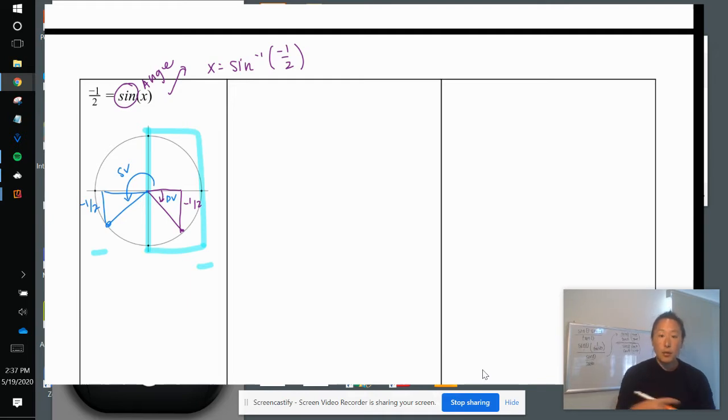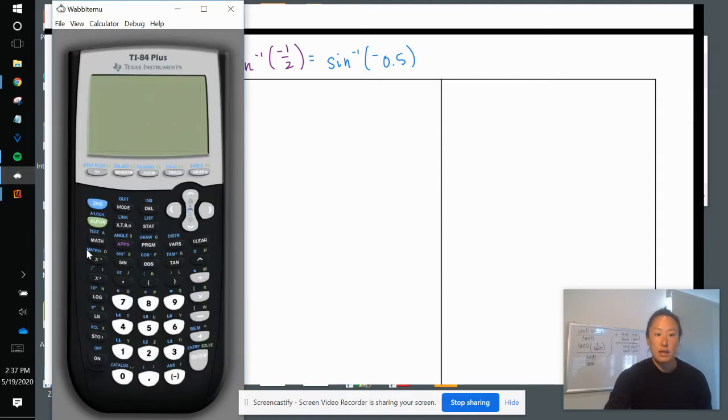So I am going to use my calculator because why not? I could use the unit circle, but in Khan Academy, you're going to have some weird numbers. So another way to write this is sine inverse of negative 0.5. I'm going to use my handy dandy calculator.